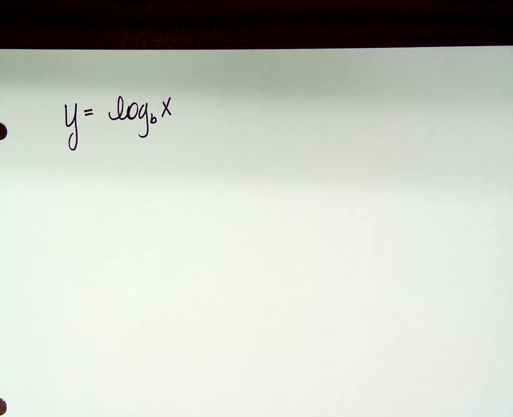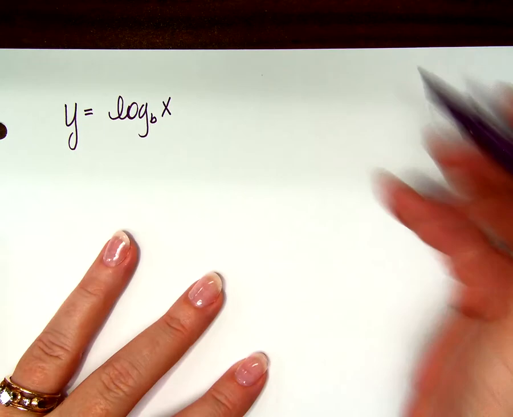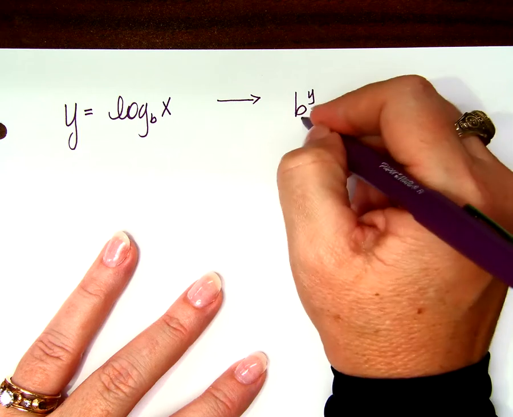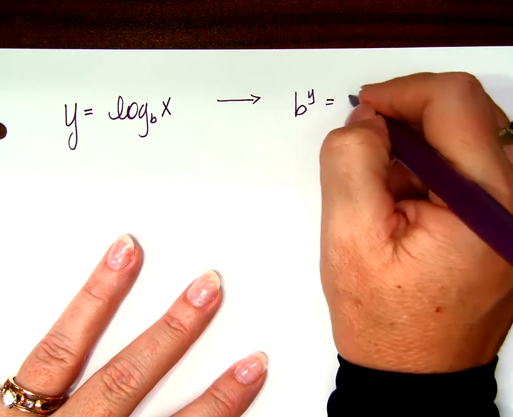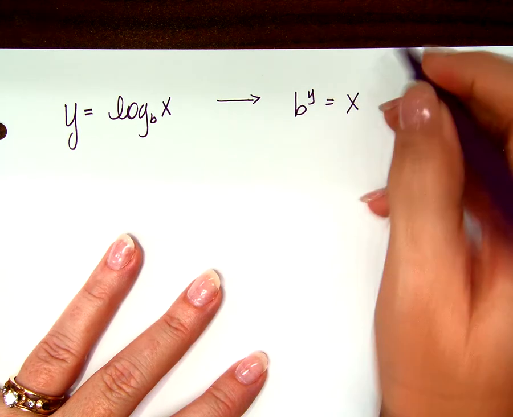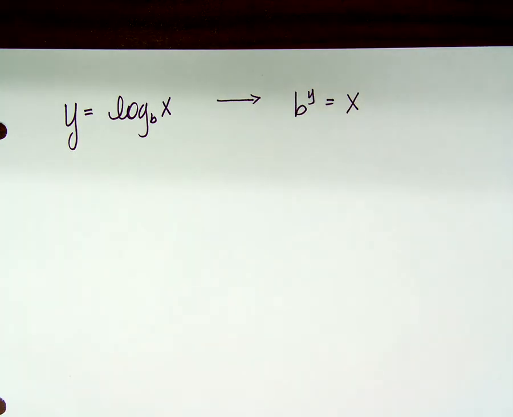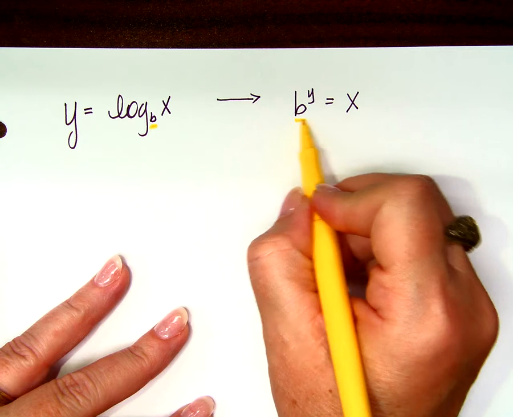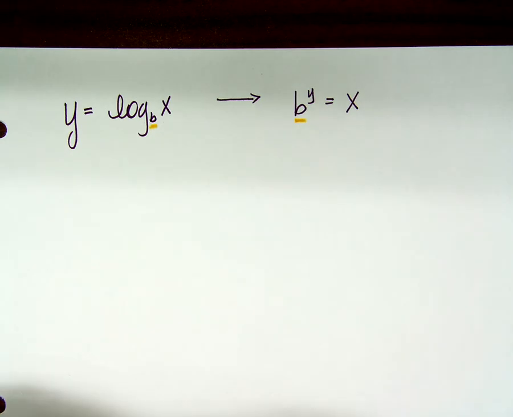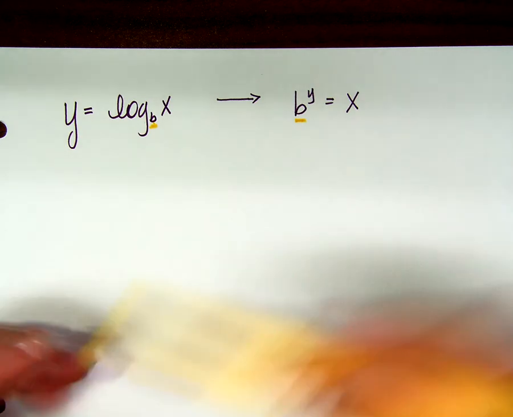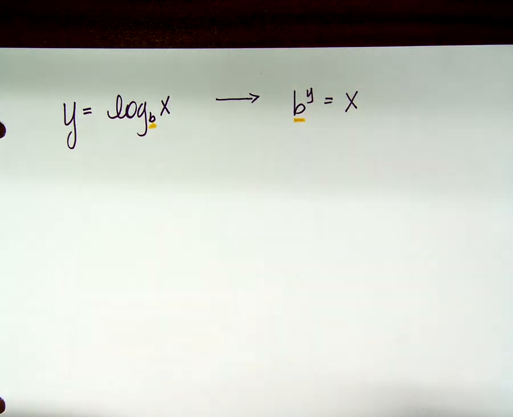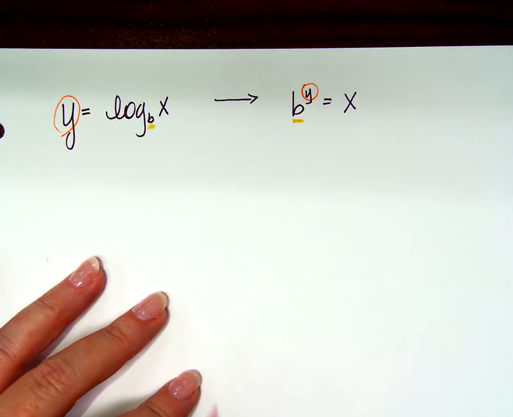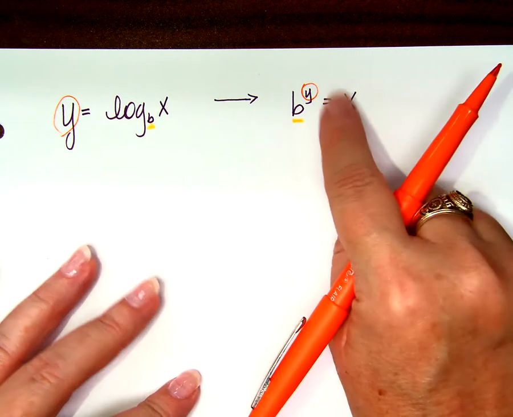This statement, though, in logarithmic form is equivalent to b raised to the y power equals x. So I want you to notice a couple things. The base of the logarithm is the base of the exponent. If it's a base here, then it's a base here. Another thing I want you to notice is that what this equals is the exponent. What the logarithm equals over here is what the exponent is over here.